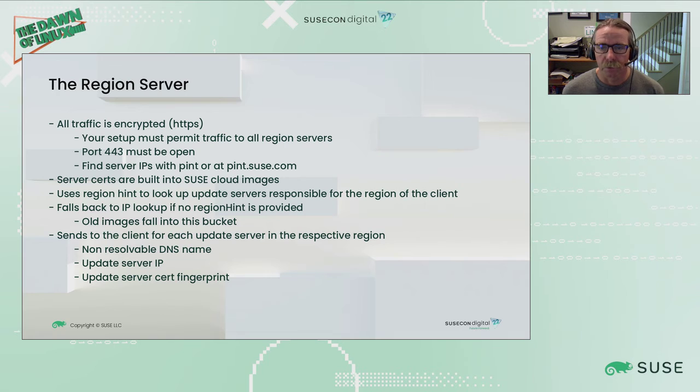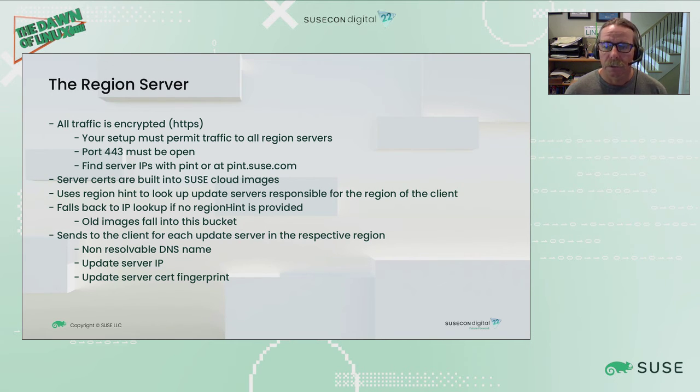A few more words about the region server. All traffic to the region server is encrypted. Again, port 443 must be open. You can find the server IPs with Pint or at pint.suse.com. The server certs of the region servers are built into the SUSE images. All certificates in the update infrastructure are self-signed, and also all names in the update infrastructure are not DNS resolvable.